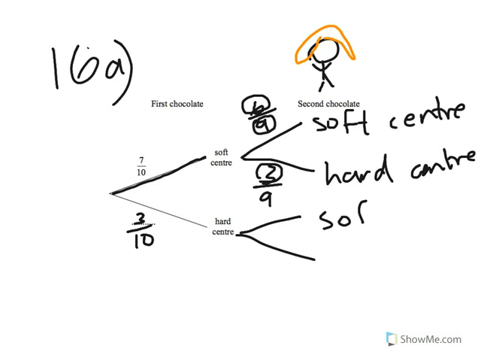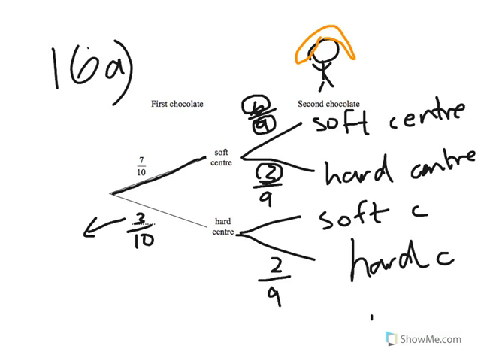Now the same thing if she takes a hard center first. She can either take a soft center on the second choice, so soft C, or a hard C. Okay? So let's say she takes a hard center out of the box. The probability of her taking a hard center the second time would be 2 out of 9, because the number of hard centers has reduced, because she's taken this hard center out of the box, and she's eaten it. So there's now 2 hard centers, and plus there's 1 less chocolate in the box. So there's 2 out of 9. So that's why this is 2 out of 9.